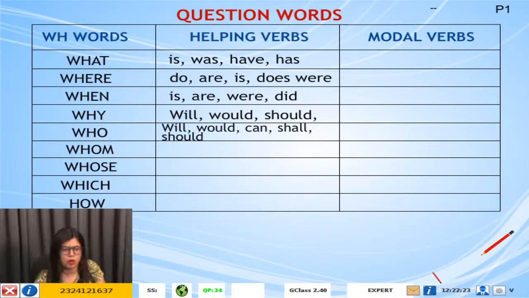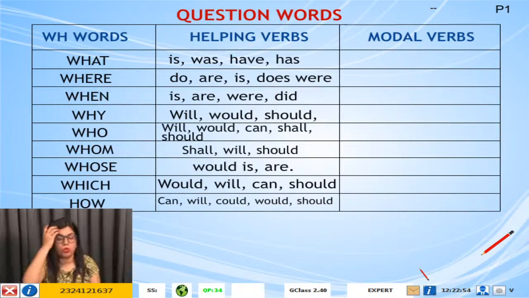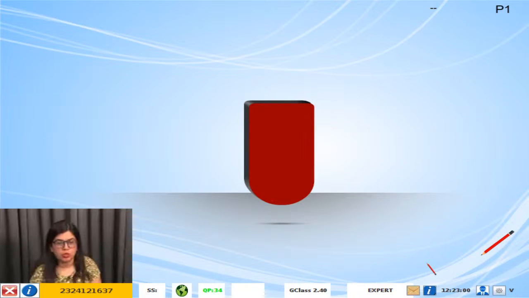Now will, would, can, shall, should: with the question word who, we can use these helping verbs. Shall, will, should: with the question word whom, we can use these helping verbs. Then would, is, are: with the question word whose, we can use these helping verbs. Then would, will, can, could: with the question word which, we can use these helping verbs. Then can, will, could, would, should: with the question word how, we can use these helping verbs.